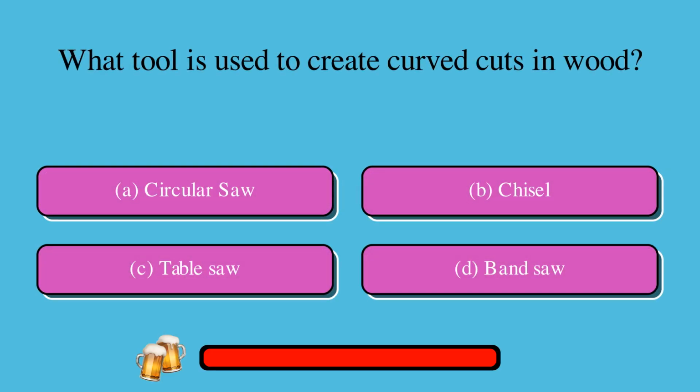What tool is used to create curved cuts in wood? A. Circular saw, or B. Chisel, or C. Table saw, or D. Bandsaw? The correct answer is D. Bandsaw.